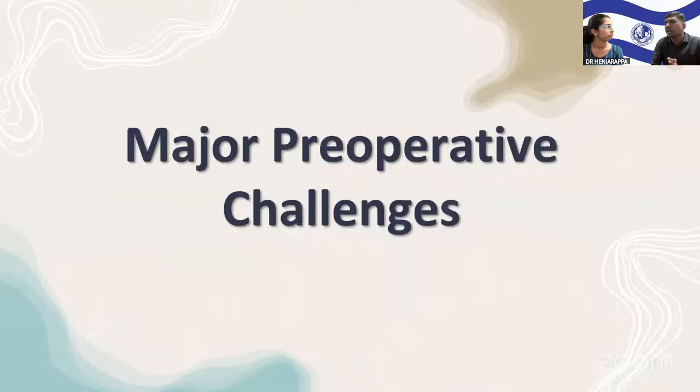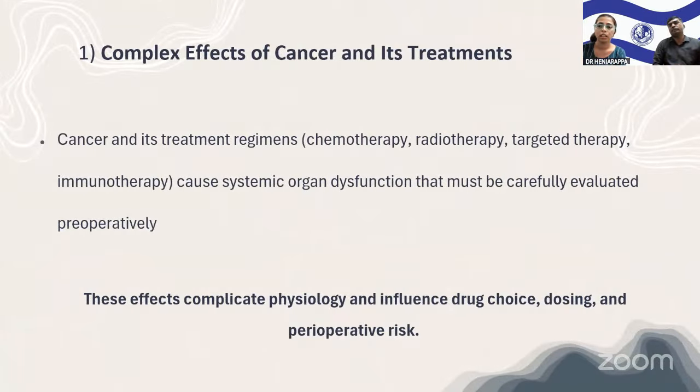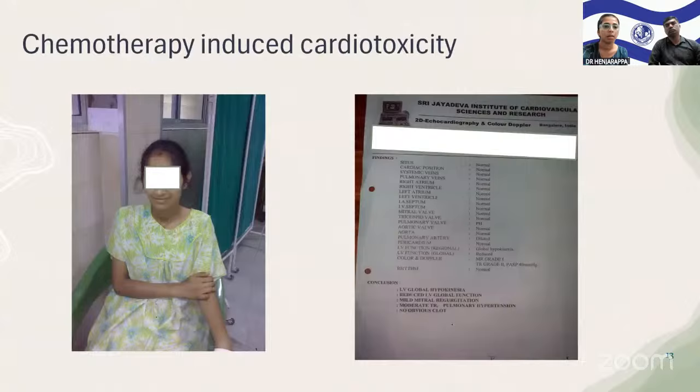And if such is the scenario with oncoanesthesia, can you tell me what are the common preoperative challenges that an anesthesiologist will face in anesthetizing routine cancer cases? Yes, sir. Because of the cancer and its effects, and because of the treatments like chemotherapy, radiation therapy, targeted therapy, and immunotherapy, these also cause systemic organ dysfunction, which has to be evaluated carefully preoperatively. All these effects can complicate the physiology, influence the drug choice, dosing, and the perioperative risks. And this is one such example.